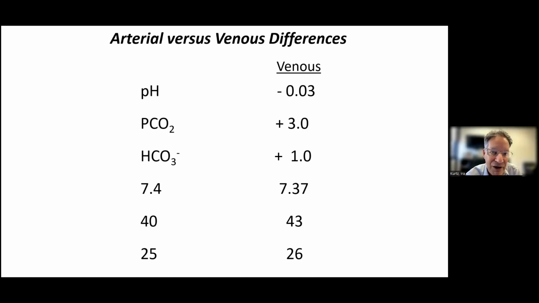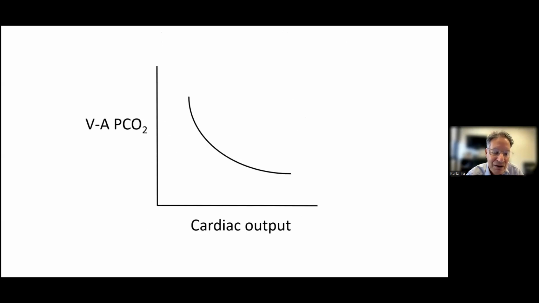Now, there are instances where the lungs can get rid of CO2, but the blood flows past the cells very slowly, and that's when you have a low cardiac output. And in that instance, as we talked about last week, the PCO2 in the venous side can get much, much higher than it normally is from the arterial.